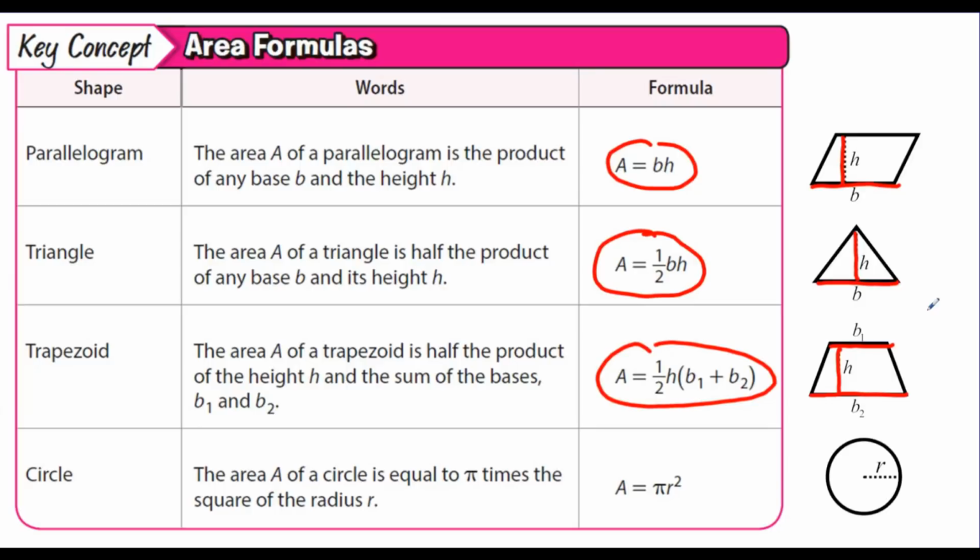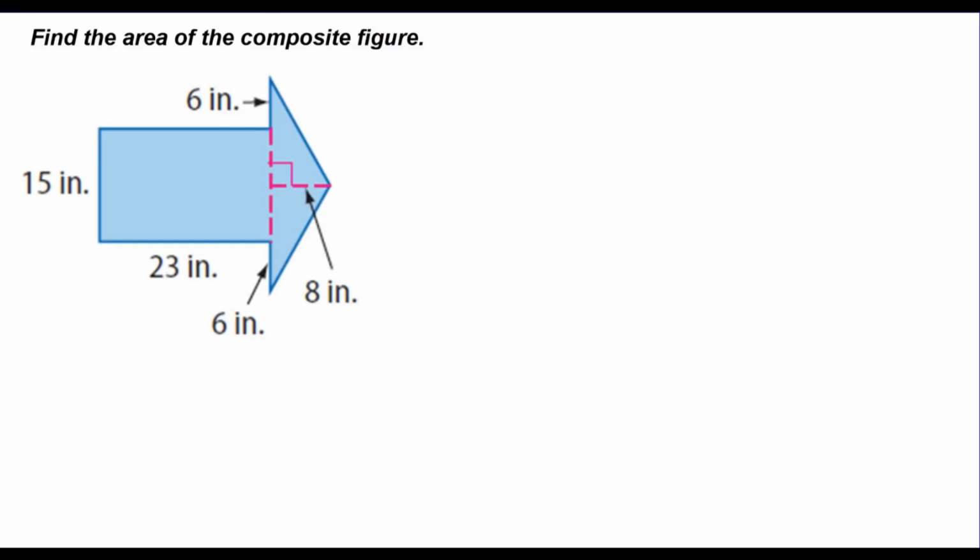And then, just like we learned in the last video, we have our circle, which is pi r squared. So let's find the area of some composite shapes. Here we see this arrow looking shape, and we want to find its total area. So what we're going to do is break it into its component shapes.